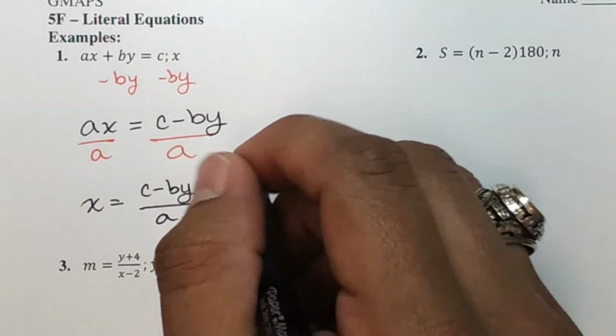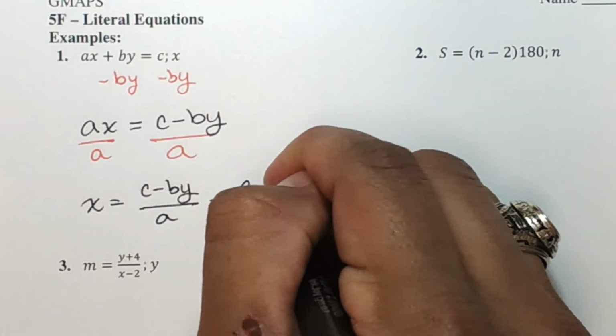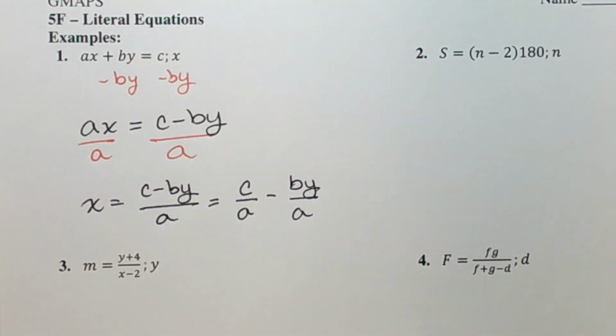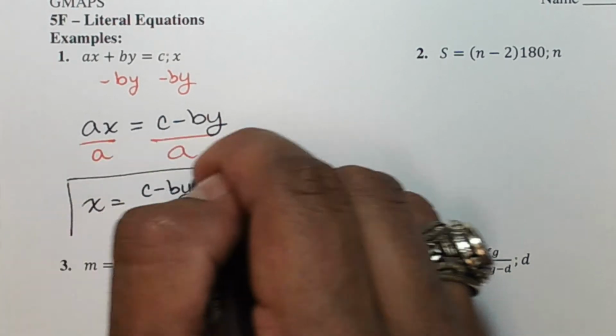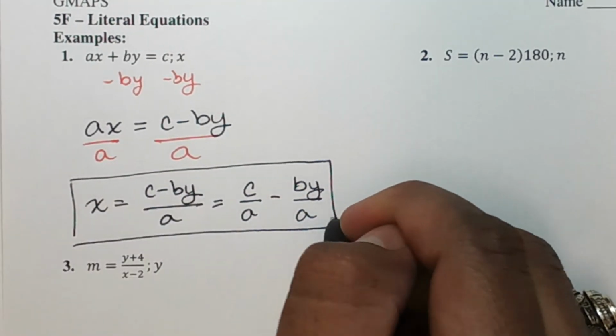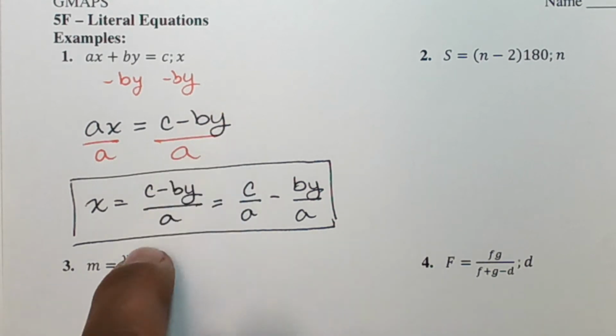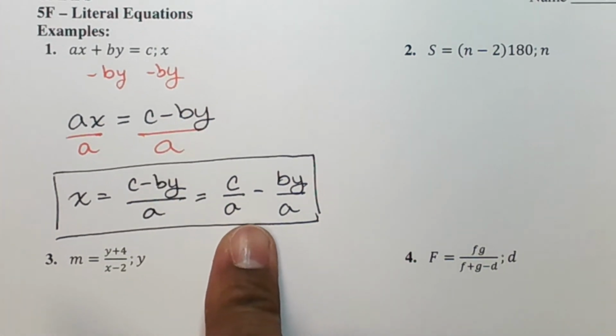Or if you want to, you can split it up as c over a minus by over a. You choose whichever method or whichever solution you want to write it as. I would probably stop here since that's straightforward from there to there. This would maybe cause mistakes.